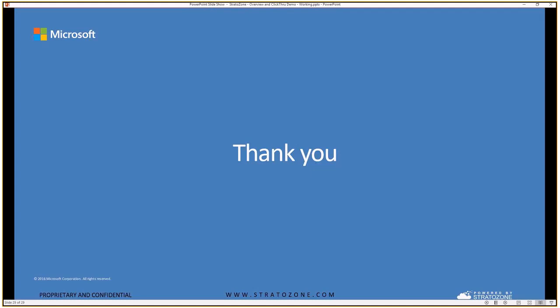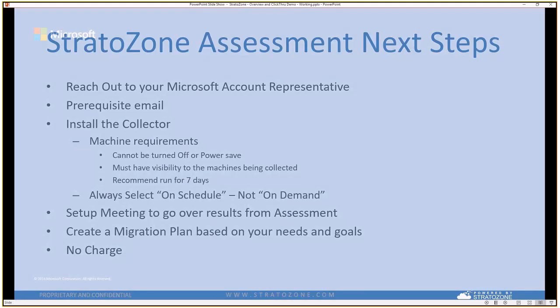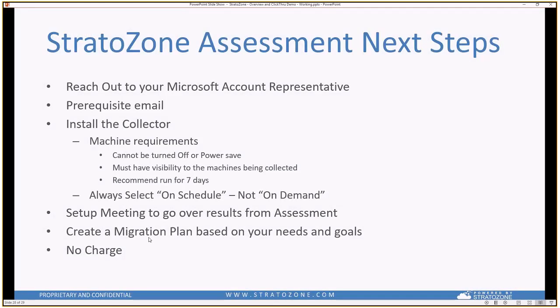You can type them in the chat window or come off of mute. So Steve, real quick, as you said on there, there's no cost. So if they wanted to do this, the best way is to reach out to their account executive and ask for a StratoZone assessment, and then they would get the right people involved to go through these steps. Is that correct? That's correct.